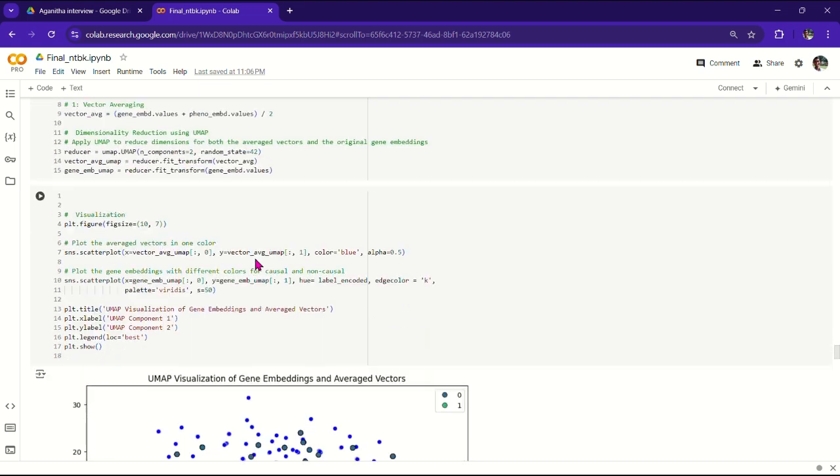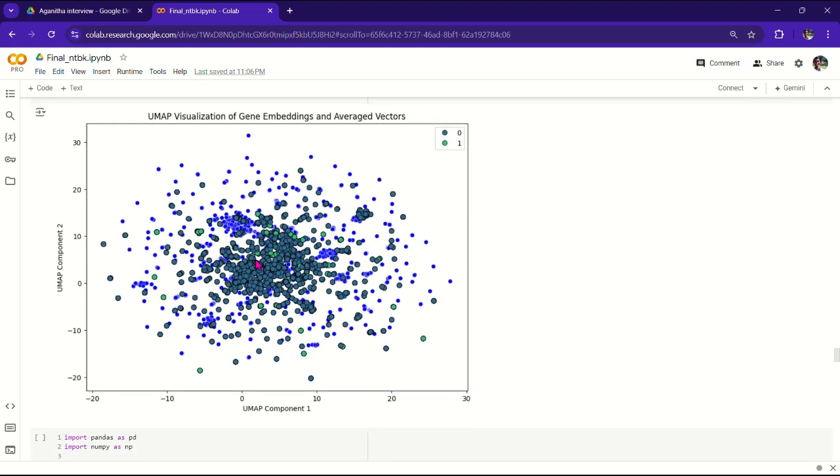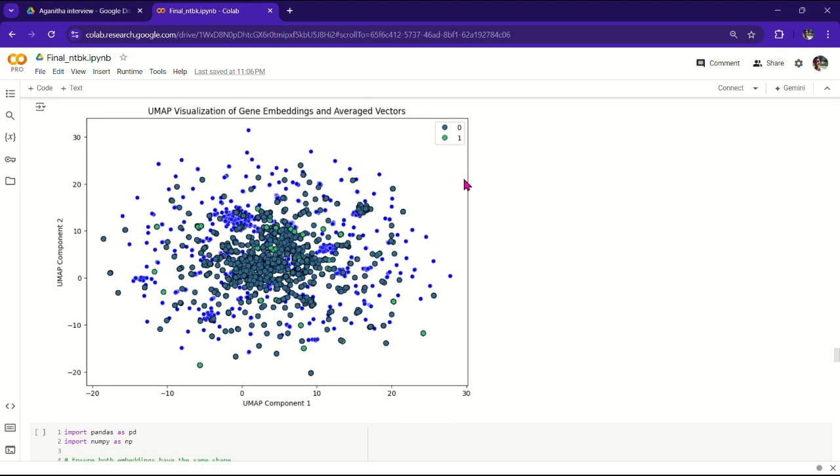Then we took vector averaging and performed dimensionality reduction. Then we visualized the gene embeddings and average vectors. After visualizing, we can see that many average vectors are overlapping with the genes. So we can say the similarity index is increasing here, and it will be helpful in training the model. So the model will take more information, and it will be able to relate the genes with the phenotypes.